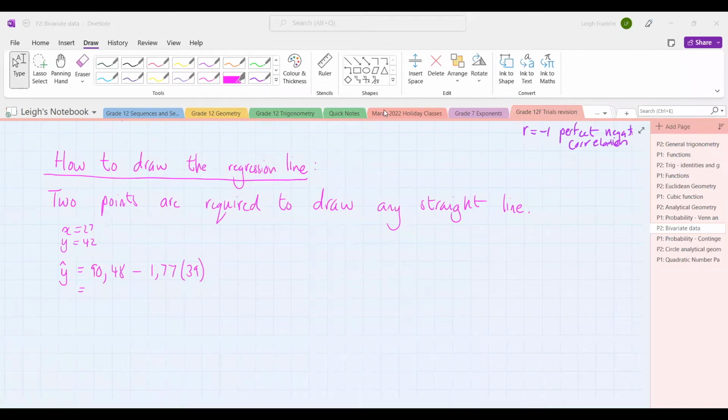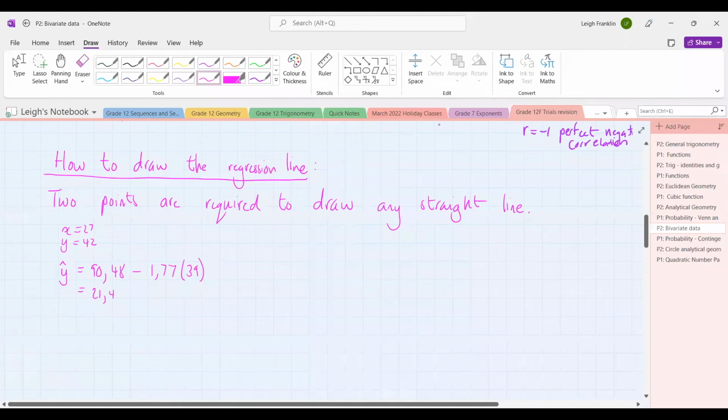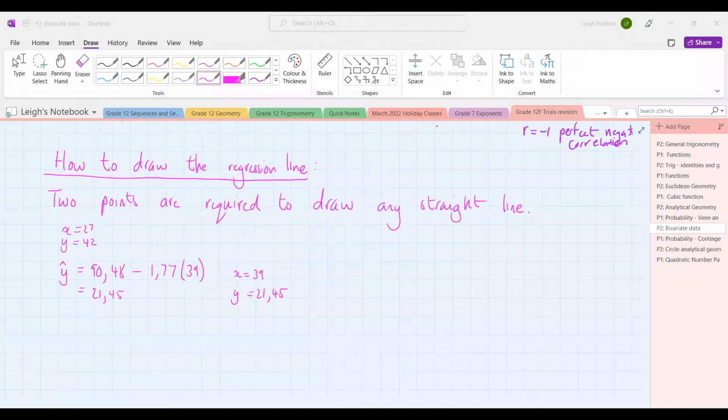Okay, all right, lovely, well done. So that's a Y value of 21.45. In other words, what we've worked out here is that when X is equal to 39, Y is equal to 21.45. Okay, so now we've got two points, matrix.